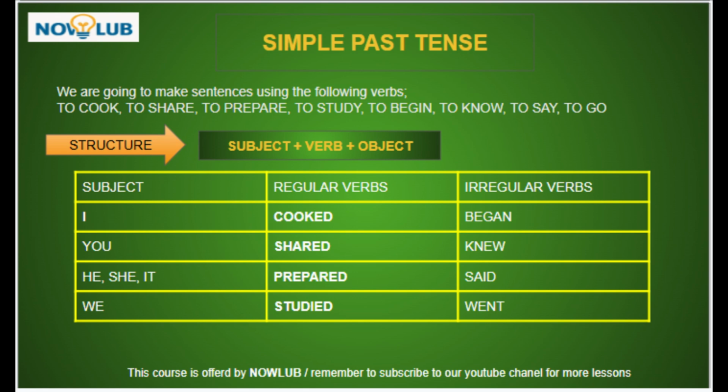But for irregular verbs, also the same. I began. Don't say I begin. No. The past tense of to begin, because it's irregular, is began. You say just I began, you began, and so on. I knew, you knew, he knew. We said, we went, we knew. So it is very simple. Subject plus the past tense of the verb, and we have our correct sentence.